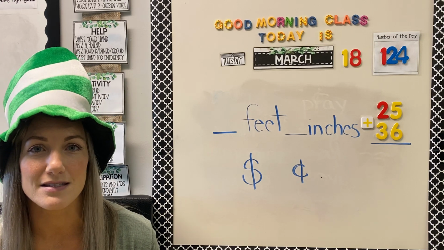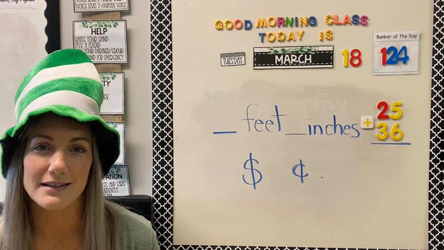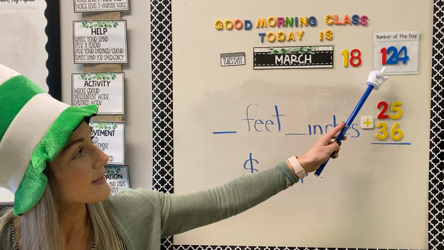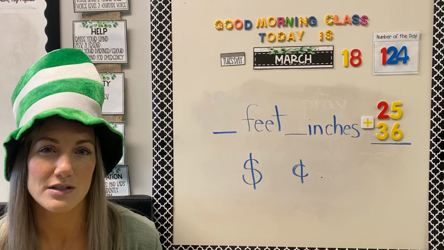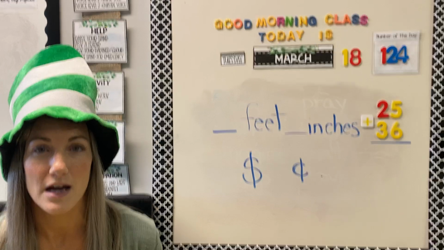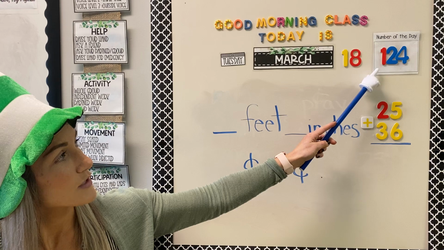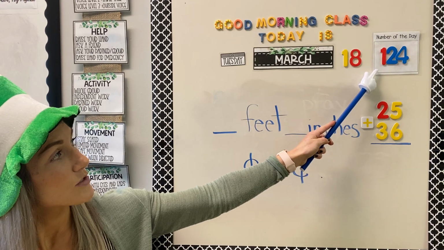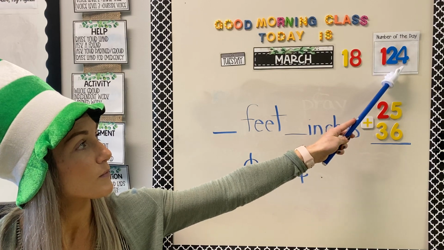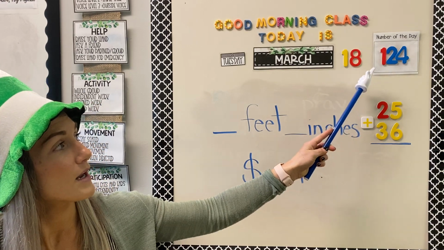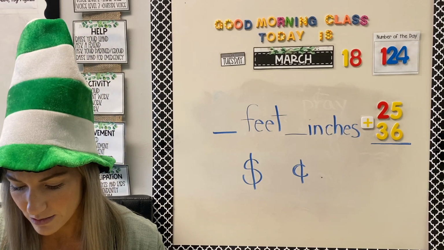How many tens are in the number 124? That's right. There are 2 tens in the number 124. How many hundreds are there in the number 124? That's right. There's 100. 100, 2 tens, and 4 ones in the number 124.